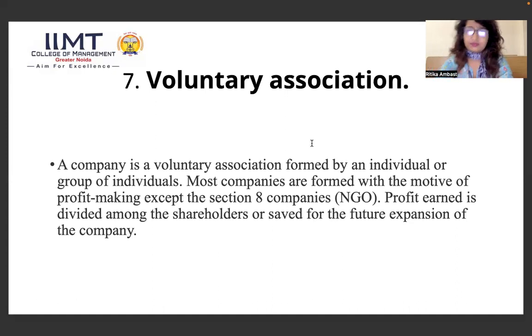As individuals get connected for making a company for some profitable goal, they want profit. They are not doing all the work for social service, except a Section 8 company. Section 8 company is doing functions for social work, but not other companies. And they want profit from the company as they have invested money in it.